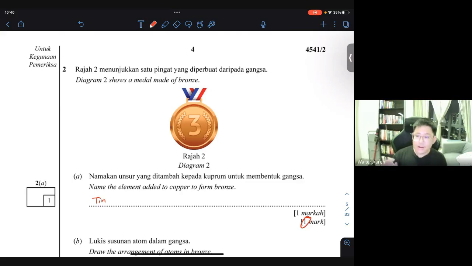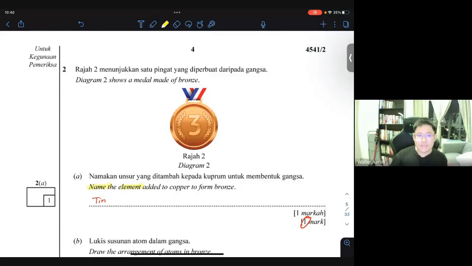If you write the symbol for tin, which is Sn, you don't get any marks, okay? Because in this question, they ask you to name the element. So be very careful not to put the symbol there. Usually students ask, can I put the symbol instead of stating the full name? Sometimes we are a bit lazy to write the whole term, like silver or gold, or even longer ones like vanadium or manganese. Can I just put a symbol?